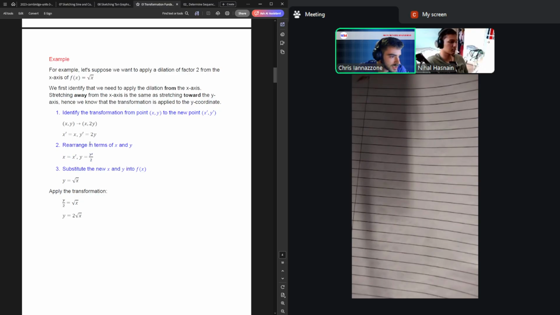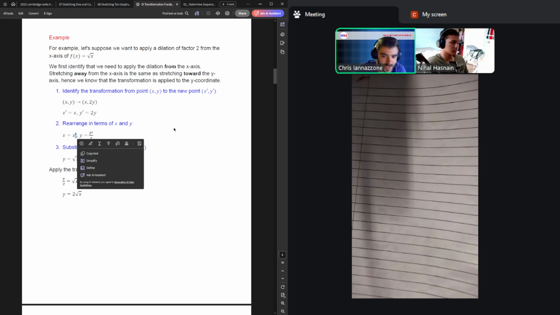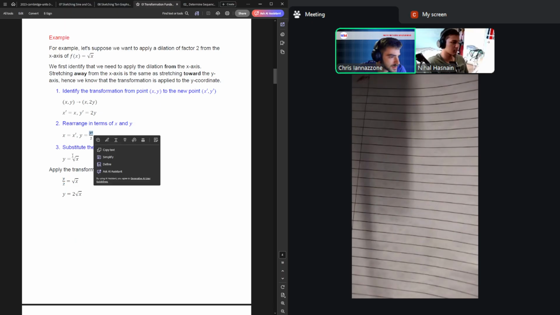You do your rearranging to get the x and the y back on their own, and then you shove that back into the function. So you had y equals root x. This is the only thing that ever changed. Just make sure you drop off these dashes when you sub it in. And then, yeah, so the y over 2 now becomes over here. Just put the 2 back over to the other side.